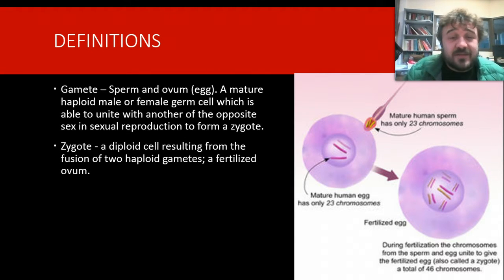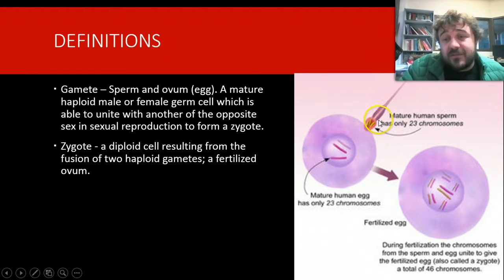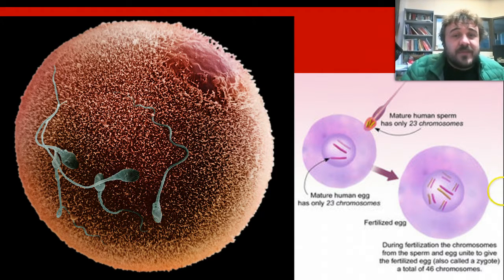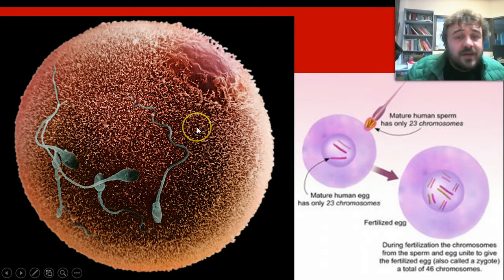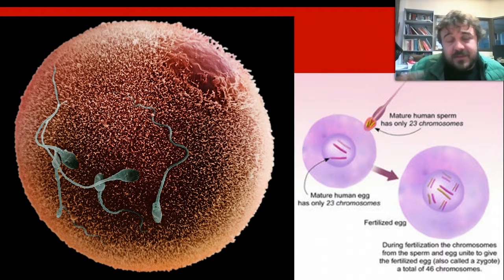A zygote is a diploid cell that results from two haploid gametes coming together. An example of this is a fertilized ovum, so a fertilized egg. And we have that here. In comes a sperm, he's got his chromosomes, and he pumps them in there. He actually falls off and dies, and we've now got a fertilized ovum. This is a photo of a real one, and it's good to see the size difference. The sperm's actually much smaller. They don't last for very long. They tend to have a very short life, whereas an egg can last for several weeks.